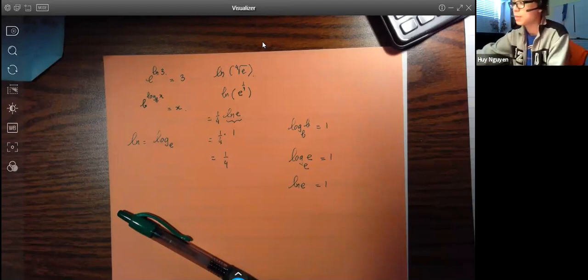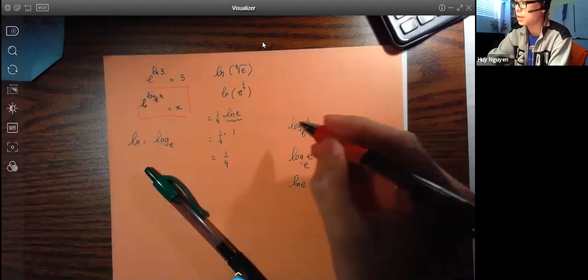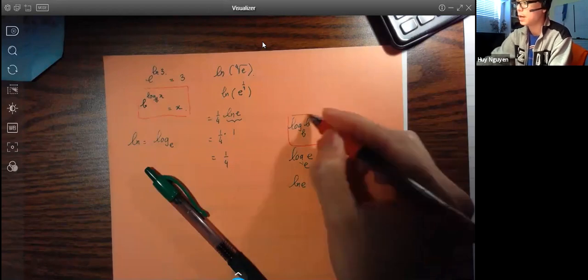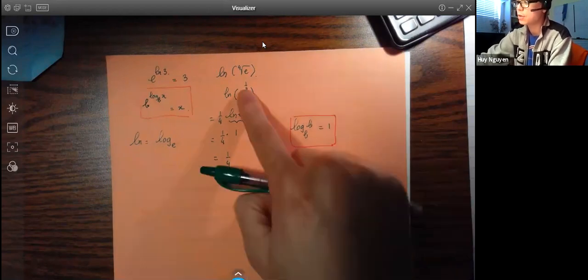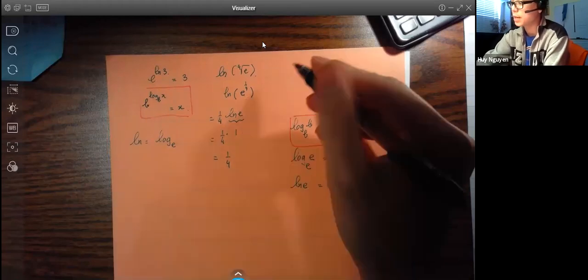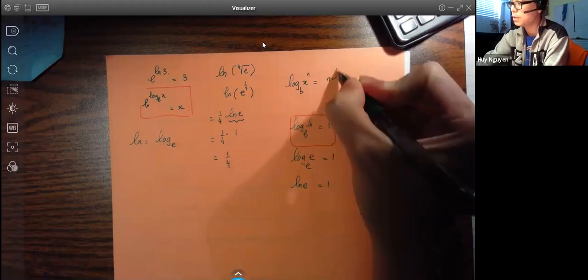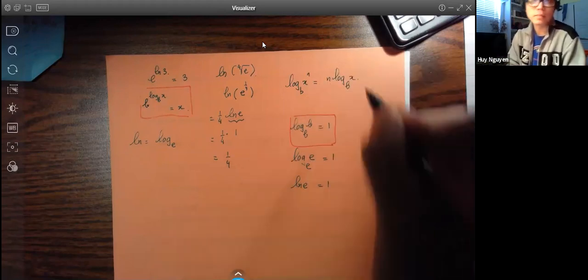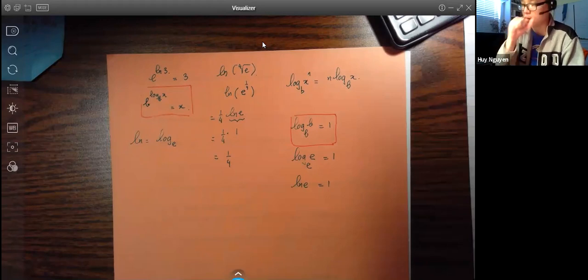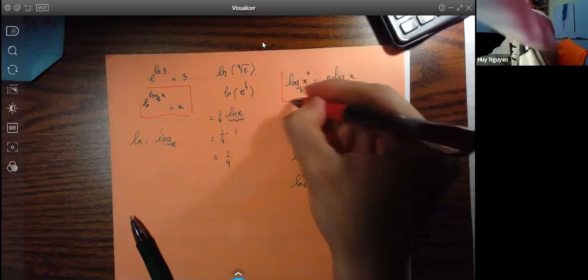This is one of the properties we use. Another property right here. And the one right here, when I drop down the exponent, this is the property: log base b of x to the n is equal to n log base b of x. This is the third property.